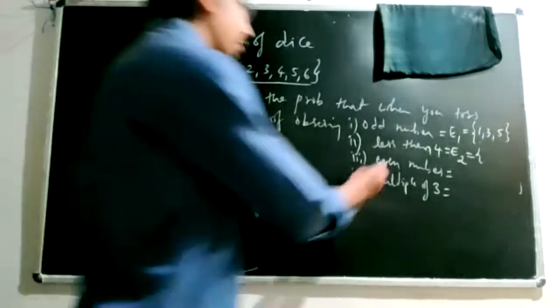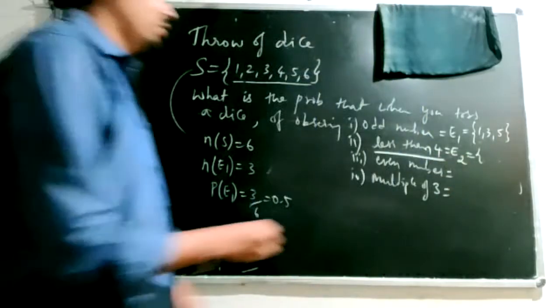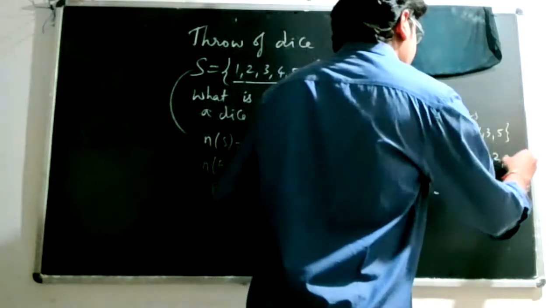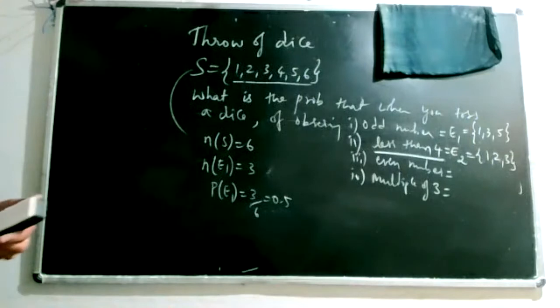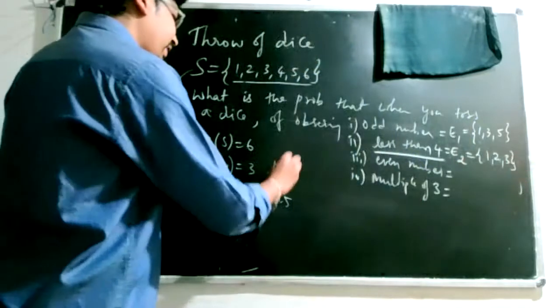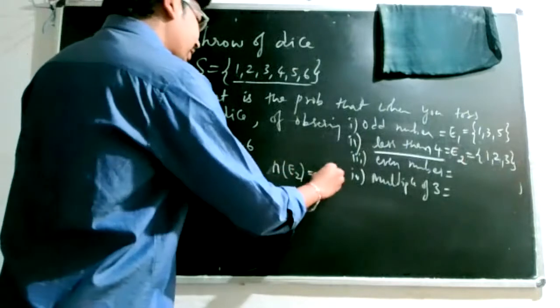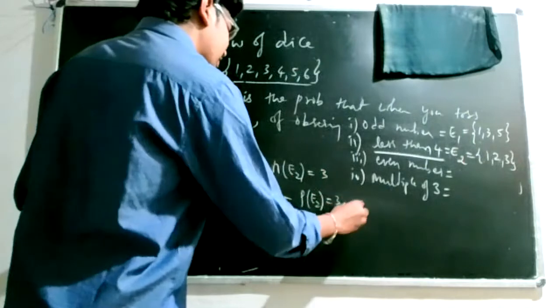When I say the event of observing less than 4, my favorable outcomes should be 1, 2, 3. If I say the event is less than or equal to 4, then 4 must be considered there. So again, we have n of E2 equal to 3. Therefore, P of E2 is also 3 by 6, which is 0.5.